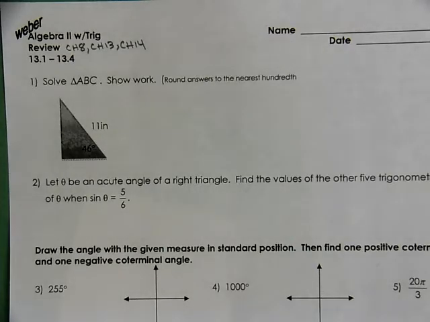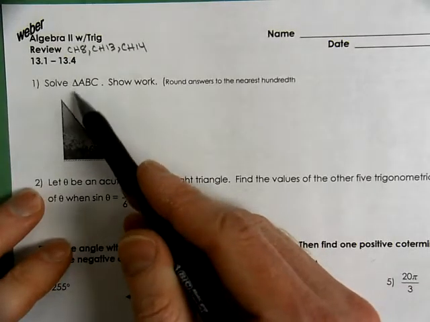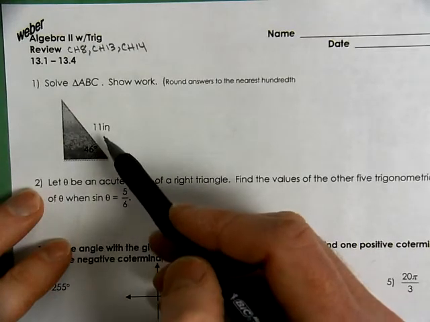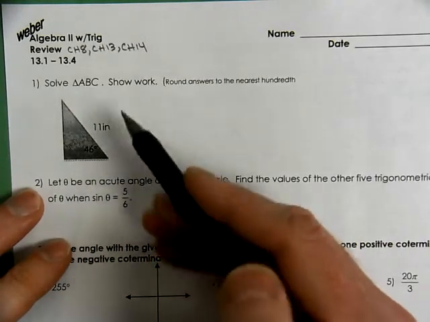This is a review for Chapter 8, Chapter 13, and Chapter 14. Solve triangle ABC. That means to find all the sides and all the angles.